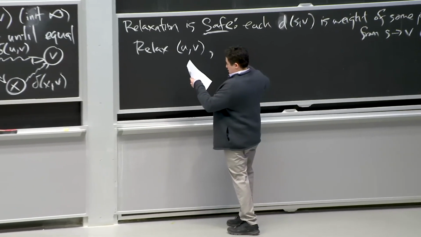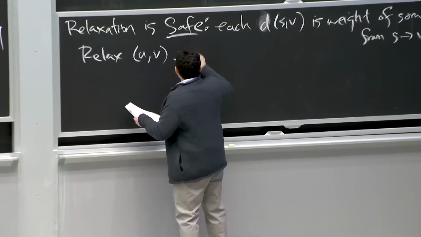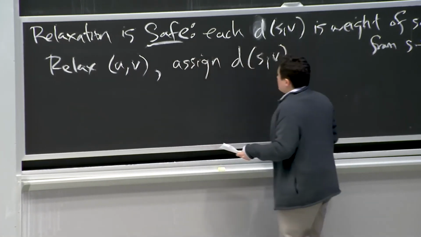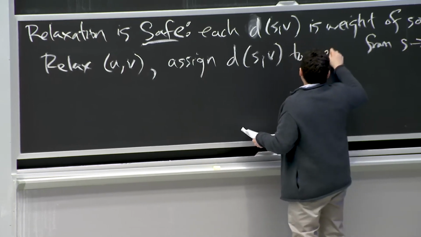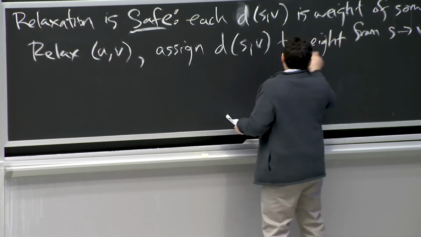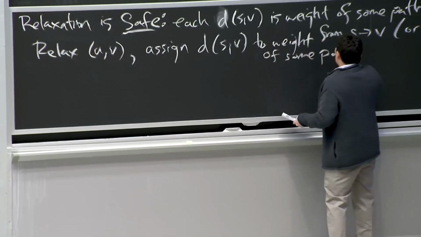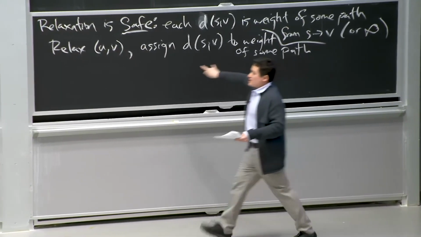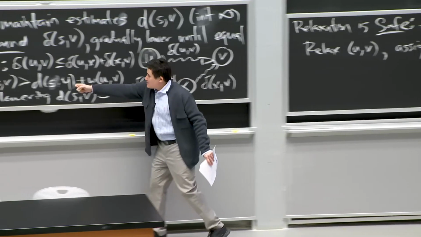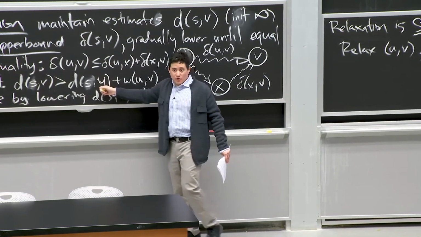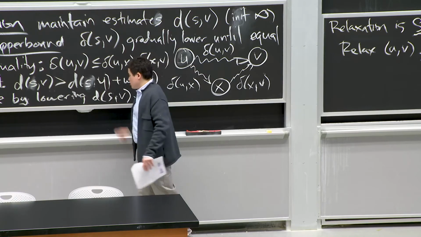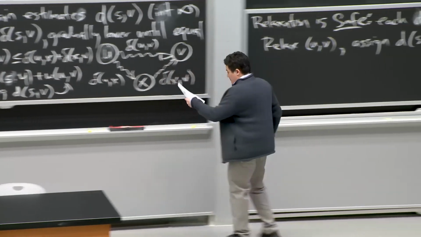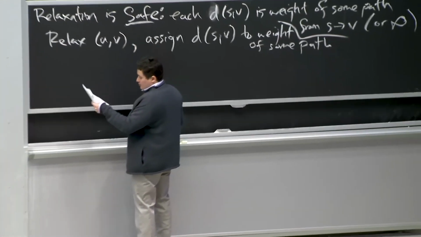So assign d of S to V to the weight of some path. Okay? I'm not going to write down all the argument that I just had here, but basically since this distance estimate was by supposition before the weight of some path to U, then this is again the weight of some path to V. Okay, great. So now we're ready to actually go through this algorithm.